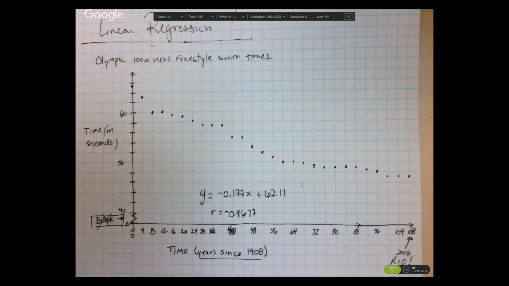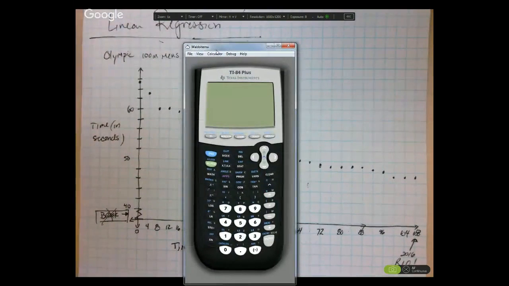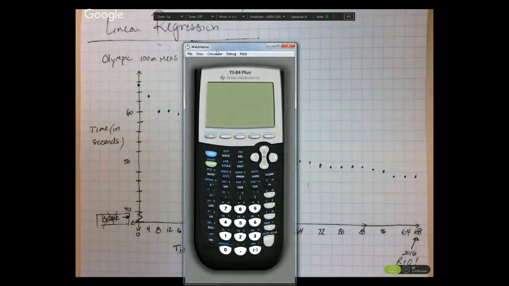Okay, so you're going to scatter plot, and then you're going to be asked to create a linear model. Now you can see I already have the equation here. Well, how did I get it? On your calculator, hopefully you've seen this before, so it's a review.